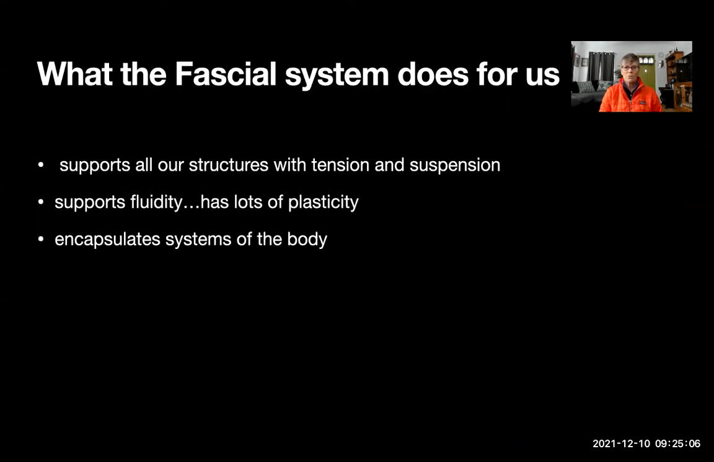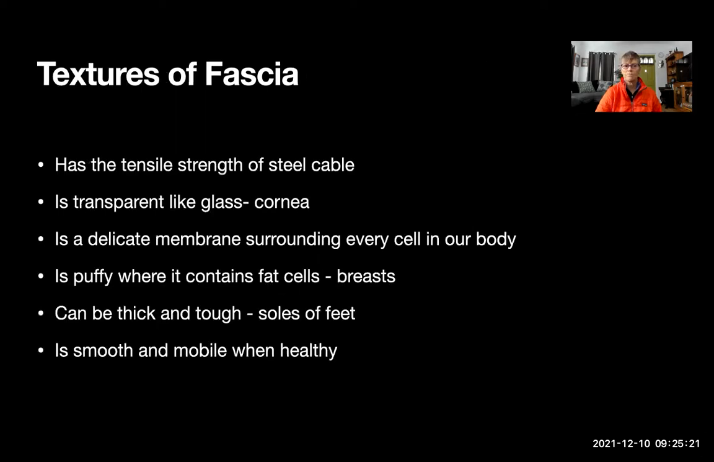So what does the fascial system do for us? Well, it supports all of our structures with tension and suspension. It supports fluidity. It has a lot of plasticity, and it encapsulates every system of the body. It has the tensile strength of steel cable. It's transparent like glass, so think of your cornea. It's a delicate membrane surrounding every cell in the body.